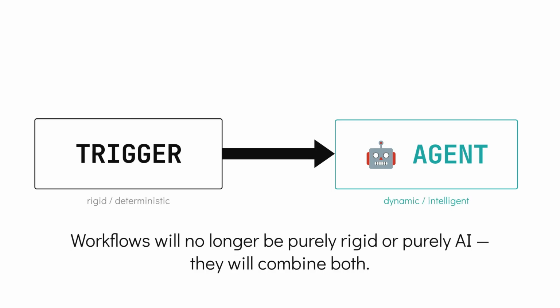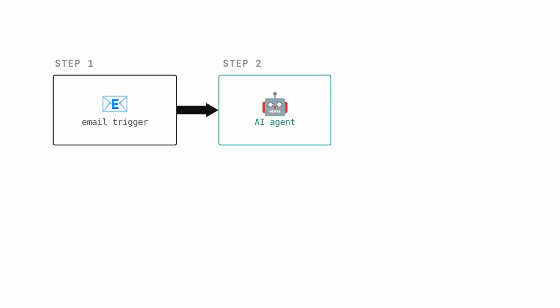Workflows will no longer be purely rigid or purely AI. Instead, they will combine both. Take a modern customer support workflow as an example. Step 1 is a traditional atomic operation, a simple trigger that pulls a new email into the system. Step 2 is where the agent takes over.